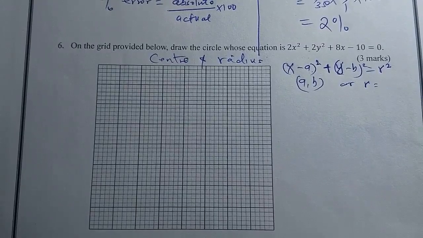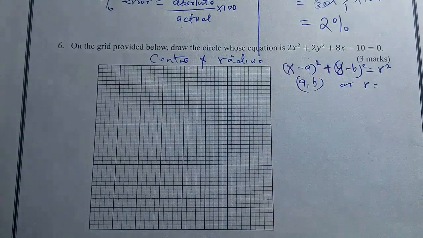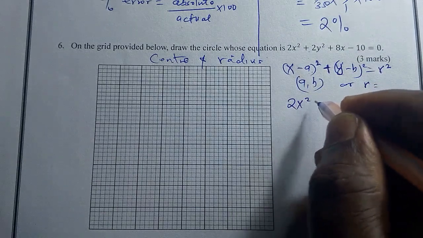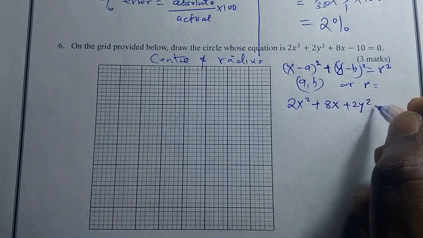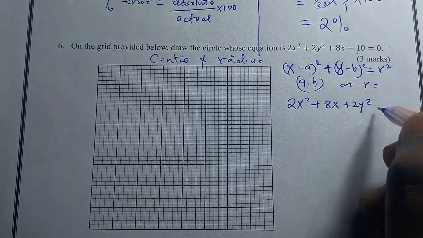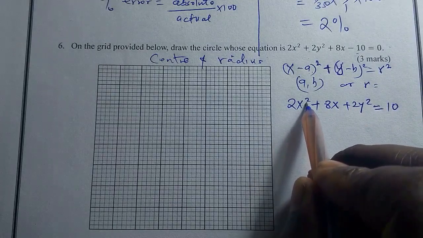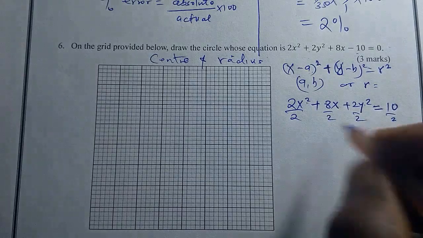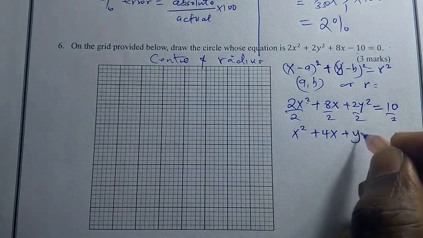So this is what we are looking for. We use the completing the square method to find these equations. So let's start. Rearrange. This is 2x squared plus 8x plus 2y squared. The constant, take it to the right, which would be equal to 10. Always make sure the coefficient of the squared terms is 1. So divide by 2 everywhere. So we have x squared plus 4x plus y squared is equal to 5.